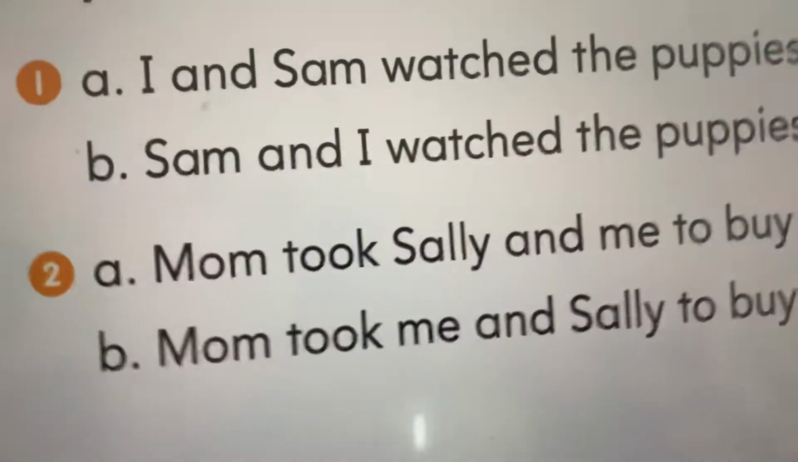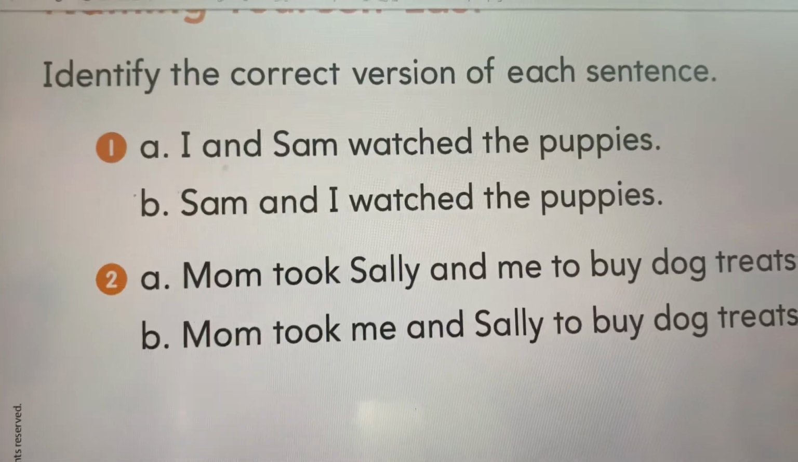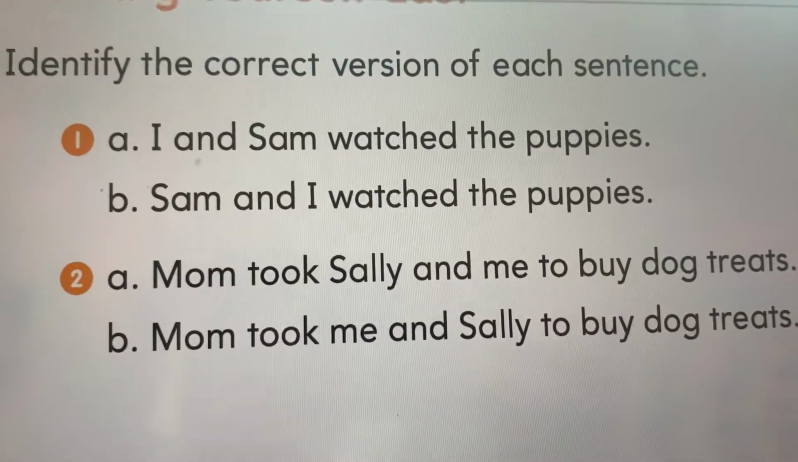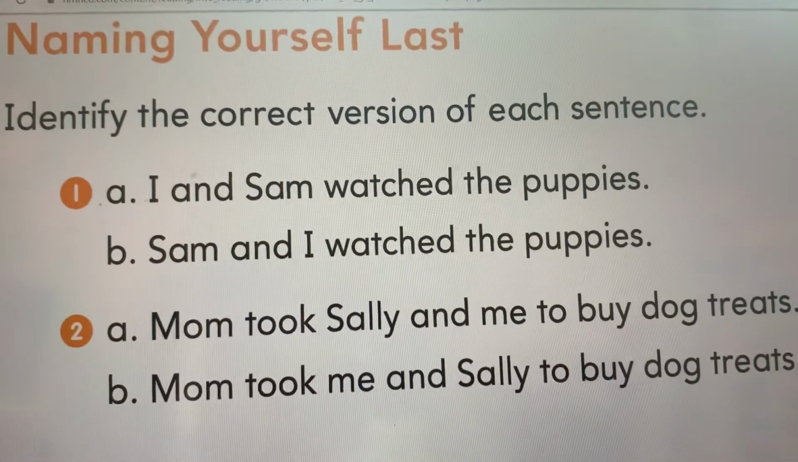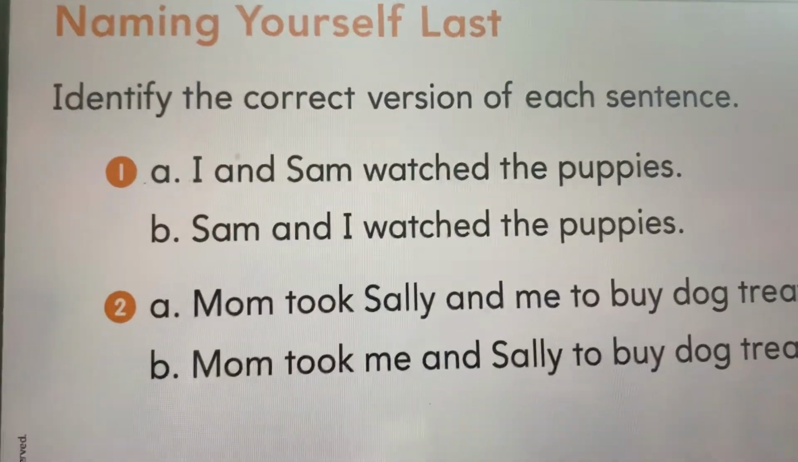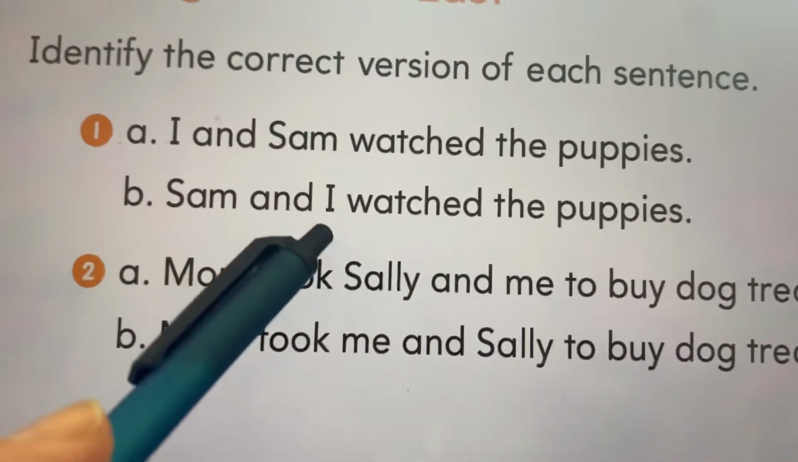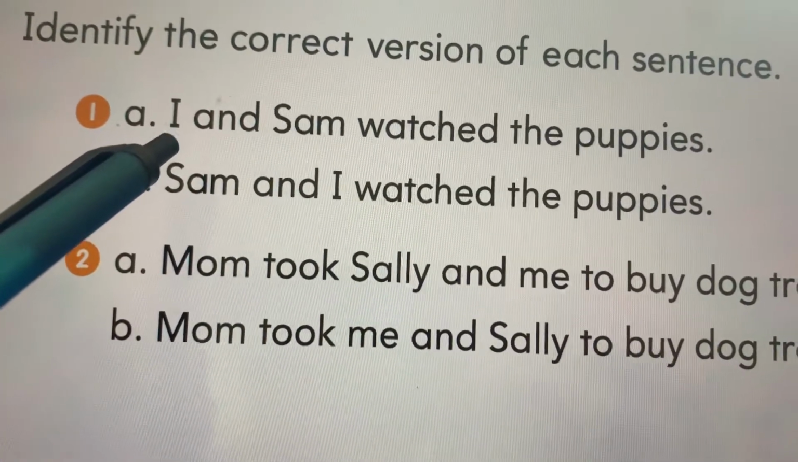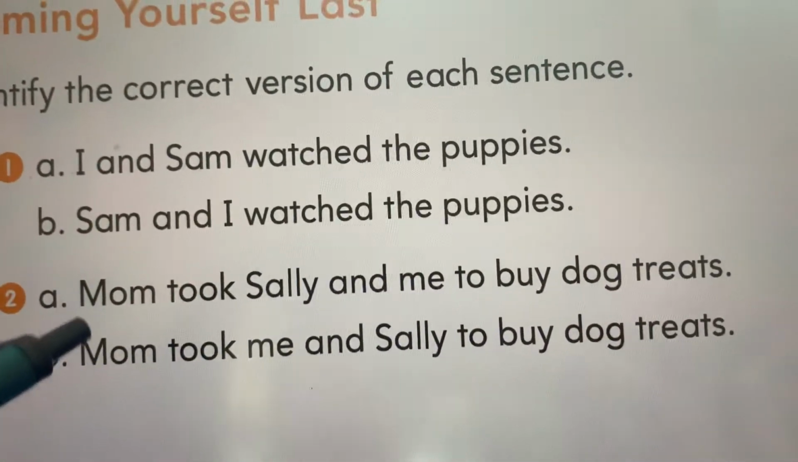Okay, so let's go ahead and look at this pair of sentences. The first pair of sentences. I and Sam watch the puppies. Is that correct? Or is it Sam and I watch the puppies? Yeah, it's Sam and I watch the puppies because I comes last. Here I comes first. Remember, we're not doing that. I comes last.